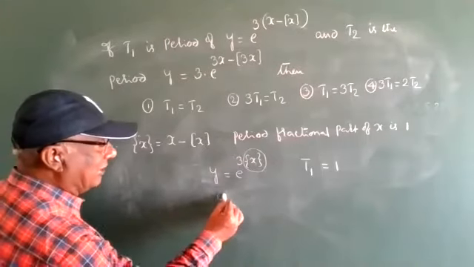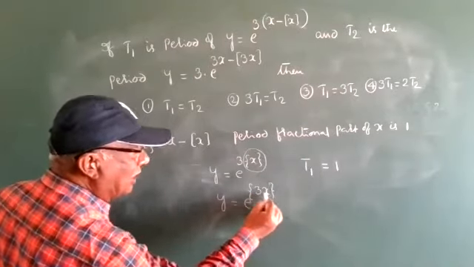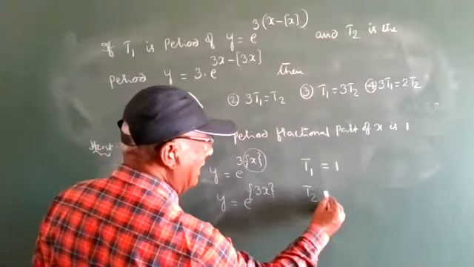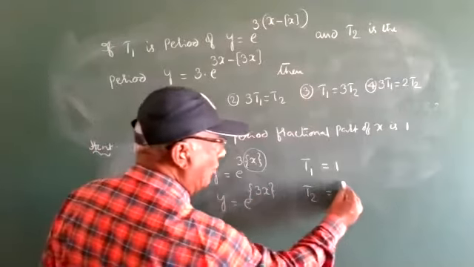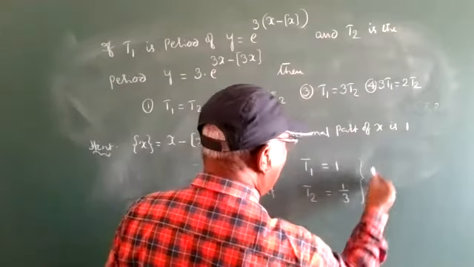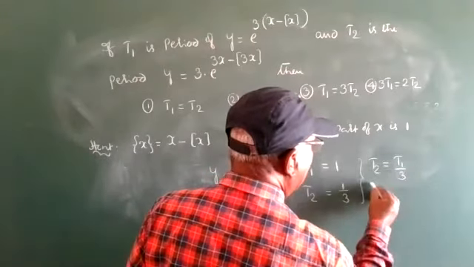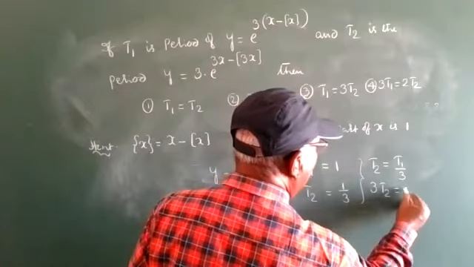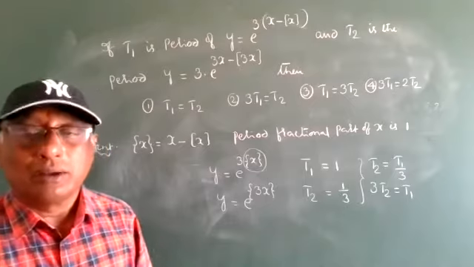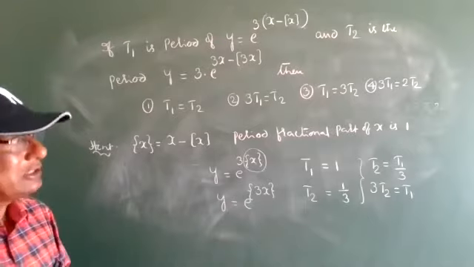Okay. Second one, y is equal to e power of the fractional part of 3x. Now 3 is the coefficient. The fractional part's period is already 1, but the coefficient is 3, so the period is 1 by 3. Therefore, T2 is equal to T1 by 3, so 3T2 is equal to T1. Okay, right? Right. Next problem.